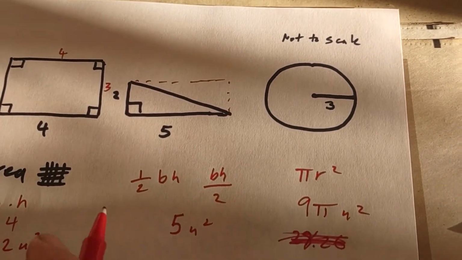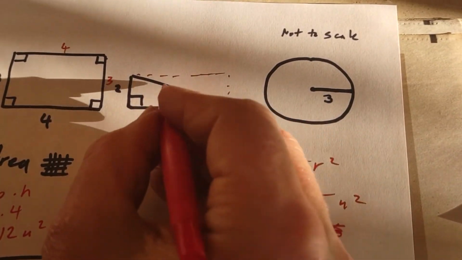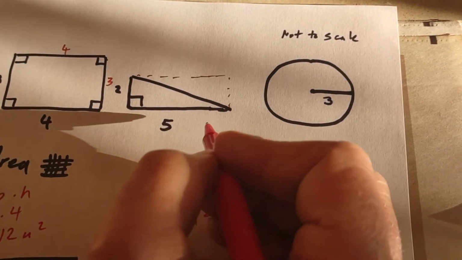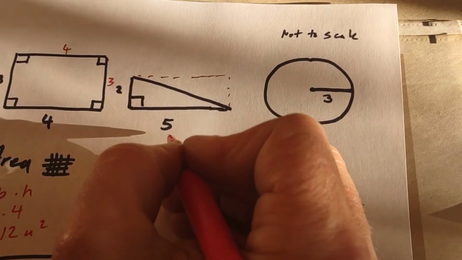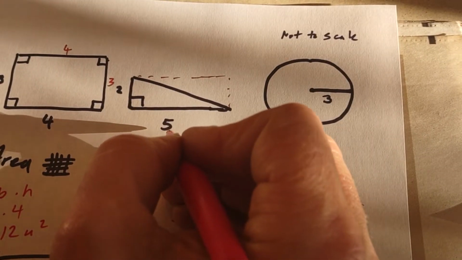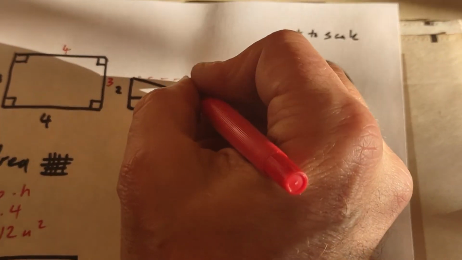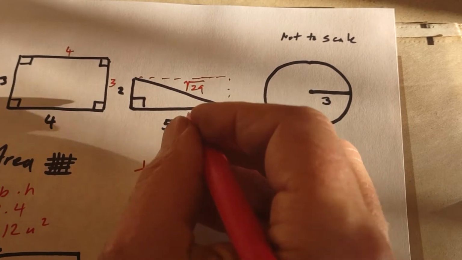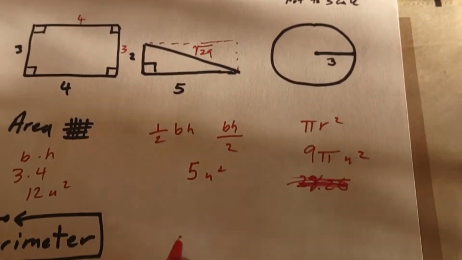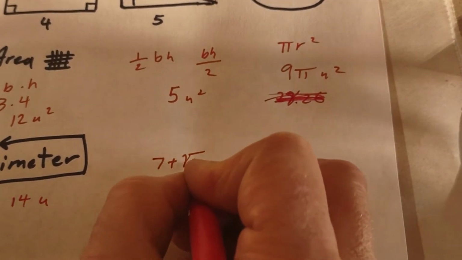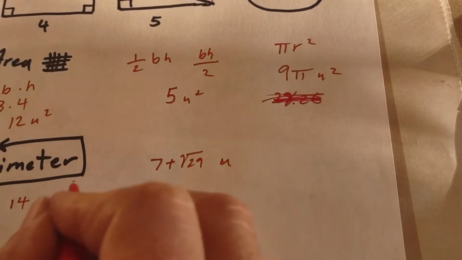For this one, little trickier. I don't know this side, so either I have to tell you that or you have to know how to use the Pythagorean theorem to figure out 2 squared plus 5 squared equals c squared. So 4 plus 25, it's not 29, it's the square root of 29. So that is the perimeter: 2 plus 5 plus square root of 29. I could say the perimeter for that is 7 plus square root of 29. That is a fine answer in whatever units I'm measuring in.